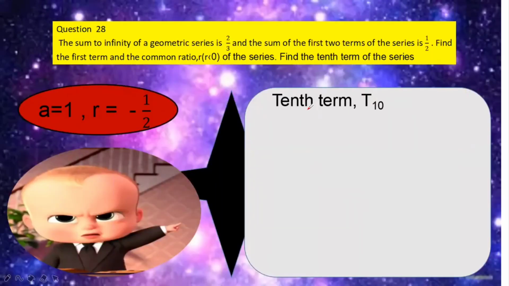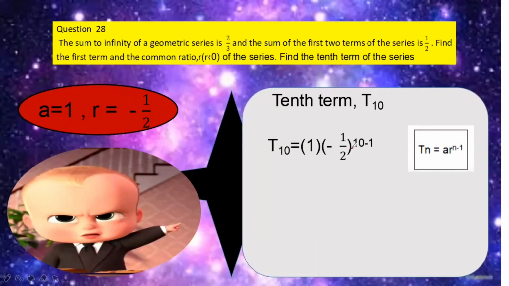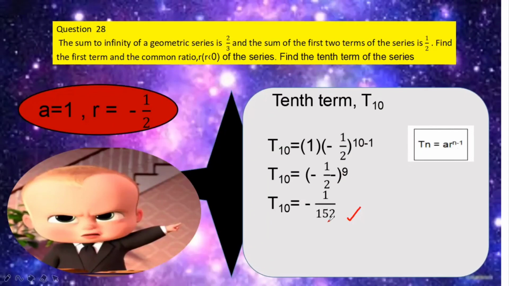Last but not least, we need to find the 10th term of the series. So how do we find the 10th term? a equals 1 and r equals negative 1 over 2. Use the formula Tn equals a r to the power of n minus 1. So you substitute a as 1 and r as negative 1 over 2, to the power of 10 minus 1. And then you will get T10 equals negative 1 over 2 to the power of 9. And then use your calculator to get negative 1 over 512. So this is the answer. The 10th term is negative 1 over 512.